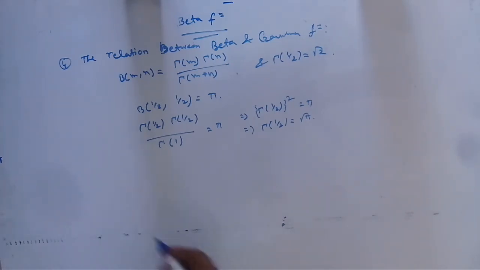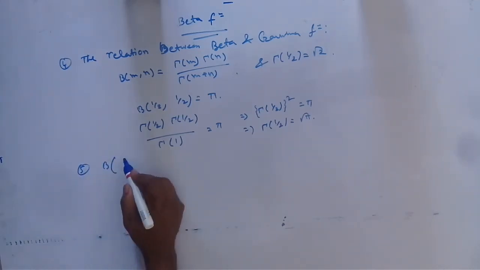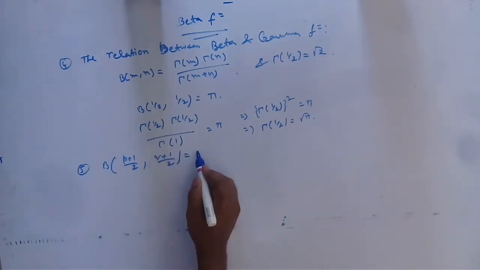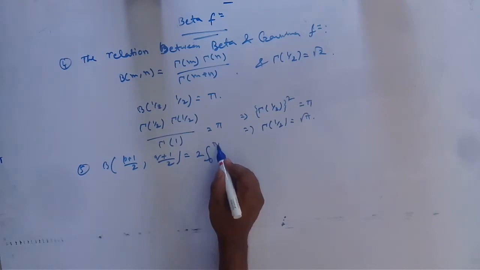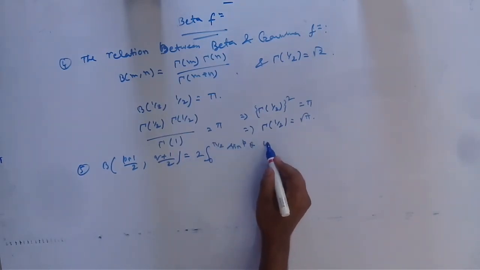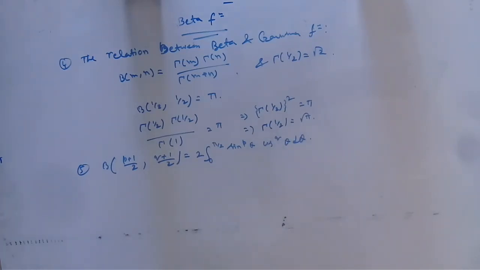And the next property number 5: beta of p plus 1 by 2 comma q plus 1 by 2 equal to 2 into integration 0 to pi by 2 sin to the power p theta cos to the power q theta d theta. Okay.